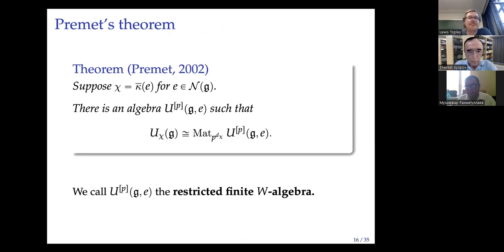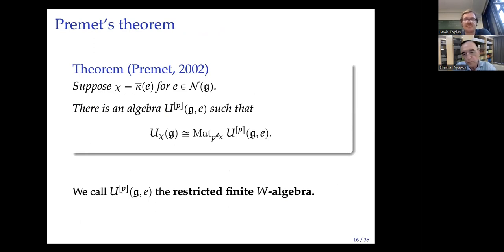So Premet's theorem, this was a refinement of his proof in 2002, five years after his first proof, the KW1. It says that the reduced enveloping algebra is actually a matrix algebra over this rather interesting smaller algebra UPGE, which is known as the restricted finite W-algebra. And that's going to be the subject of the rest of this talk.